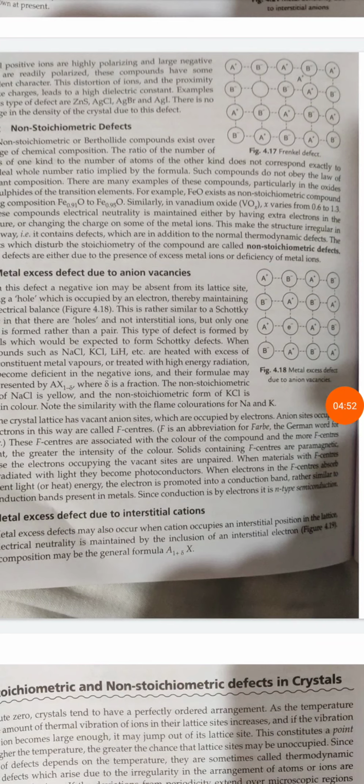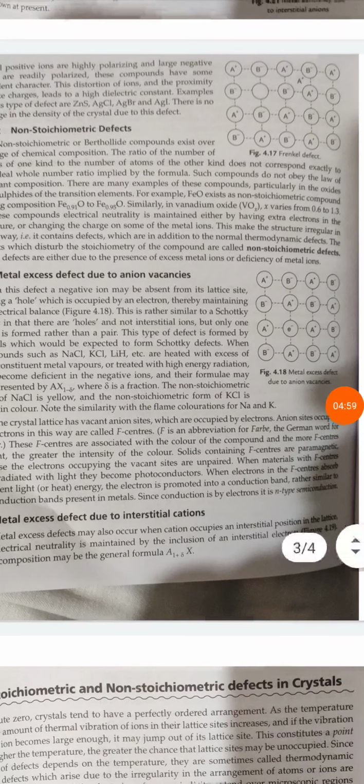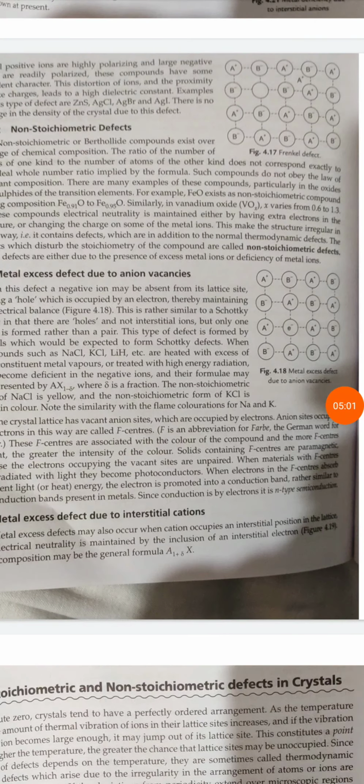Now, what are the non-stoichiometric defects? A non-stoichiometric compound exists over a range of chemical composition. The ratio of the number of atoms of one kind to the number of atoms of the other kind does not correspond exactly to the ideal whole number ratio implied by the formula.